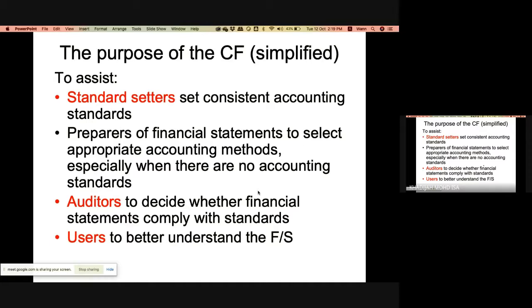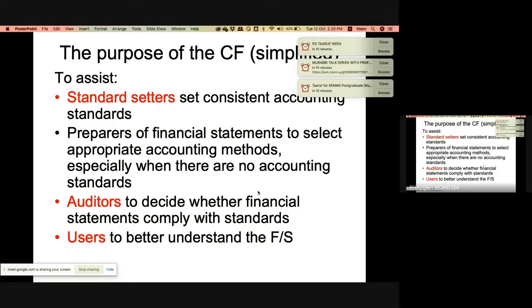And then we also have the preparers of financial statements, who select appropriate accounting methods. Who are the preparers? Later we will see. Most of them are accountants. Especially when there is no accounting standard, at least they have the guidelines. So what is the guideline? The conceptual framework.